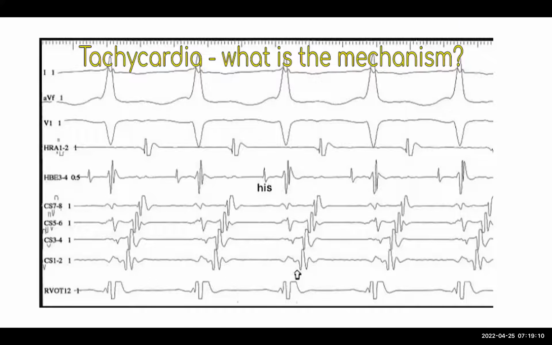All right, let's look at which leads we have. We have the surface leads and IRA, and then we have a His catheter with a large His, and then we have CS 1 through 8.